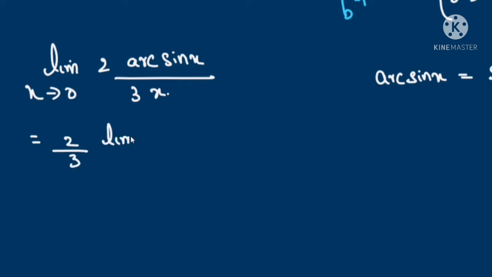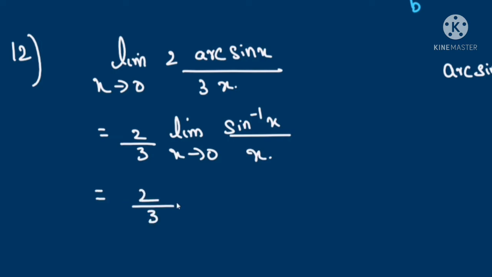So limit x tends to 0, arc sin x is sine inverse x by x. So that is equal to 2 by 3. So the limit formula, limit x tends to 0, sine inverse x by x is 1. So the answer is 2 by 3.